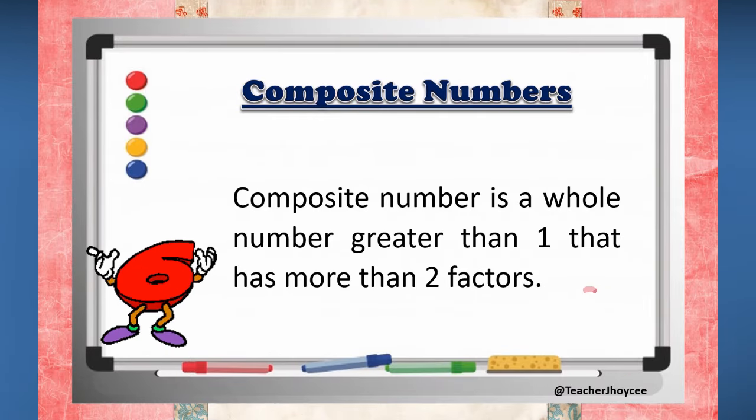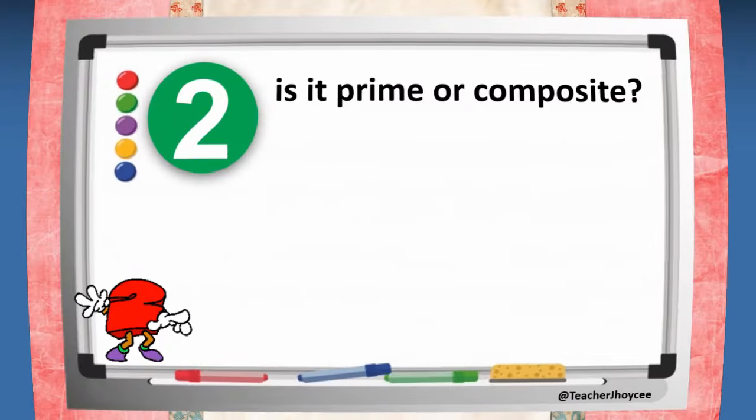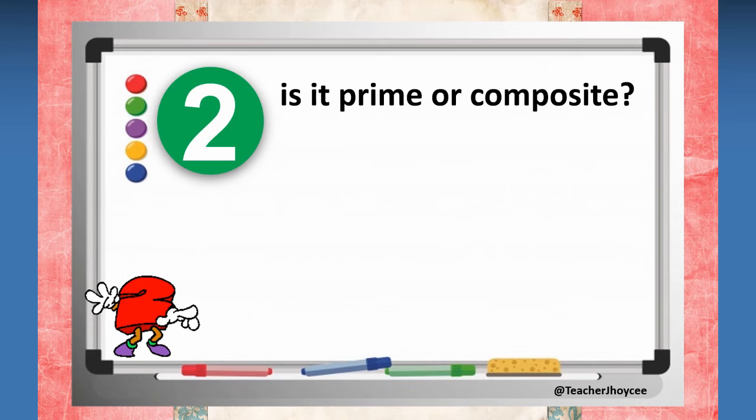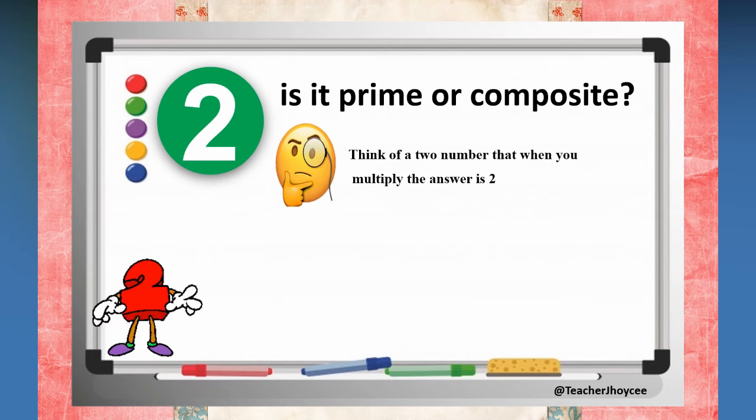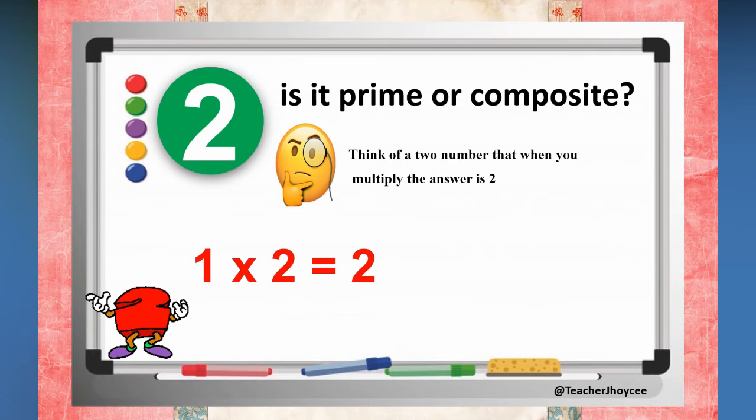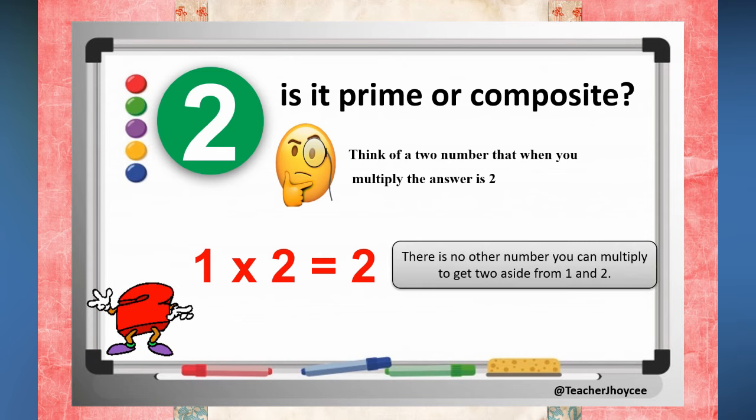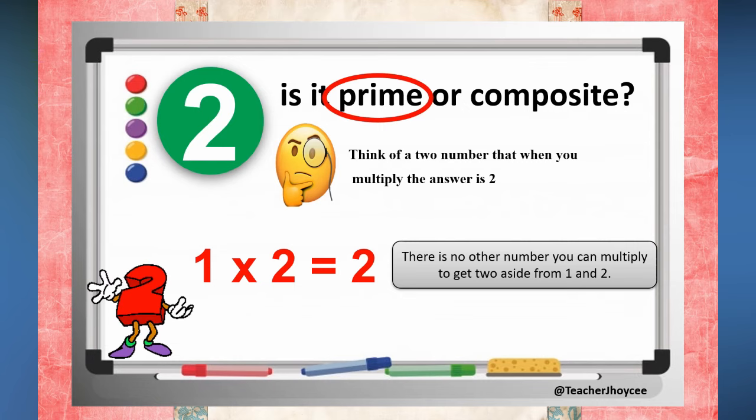A composite number is a whole number greater than 1 that has more than 2 factors. So let's have another example. So we have 2. 2 is the first even number. So is it a prime or a composite? Think of two numbers that when you multiply, the answer is 2. So we know 1 times 2 is equal to 2. There is no other number that we can multiply to get 2 aside from 1 and 2. 2 has only 2 factors, which are 1 and itself. This means 2 is a prime number.